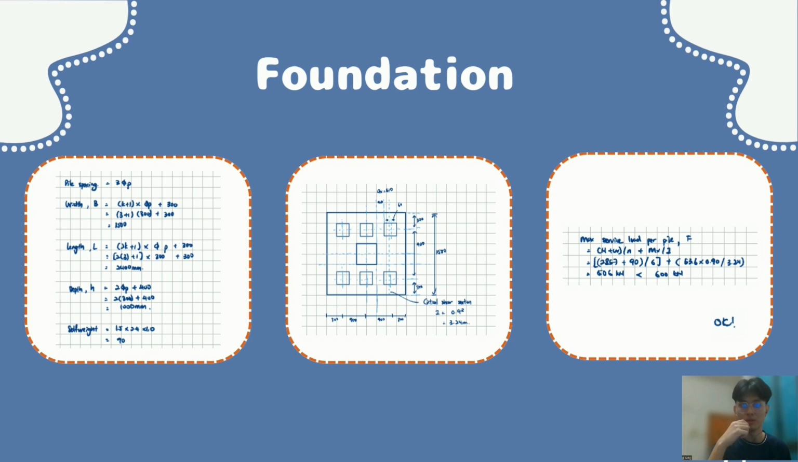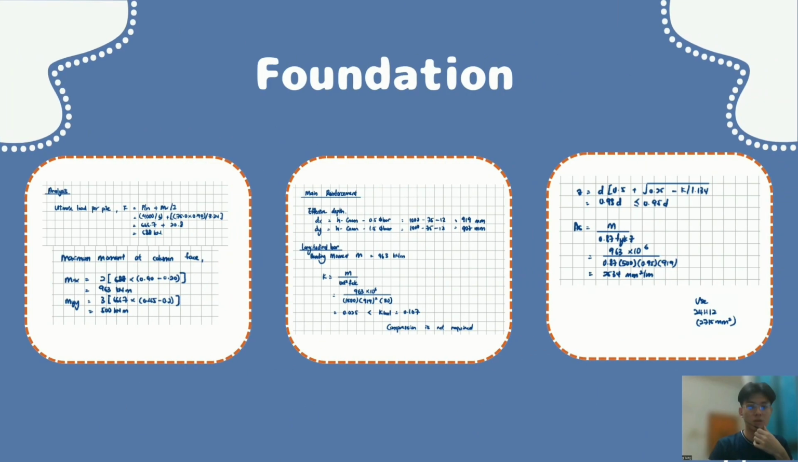In the middle picture, you can see the design column with 6 piles, and the maximum service load per pile will be 506 kN, which is smaller than the working load of the pile, which is 600. Therefore, it is applicable. After that, we proceed with the analysis part. We first calculate the ultimate load per pile, which is 688 kN, and then we are able to know the maximum moment for XX section, which is 963 kNm, and YY section 500 kNm.